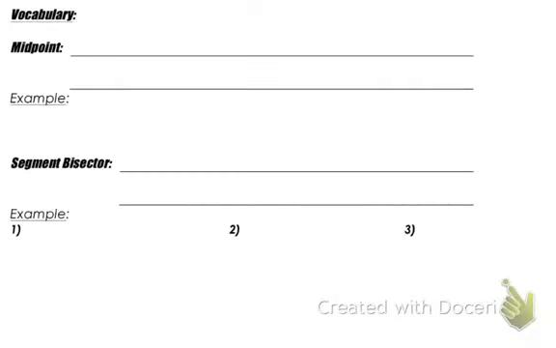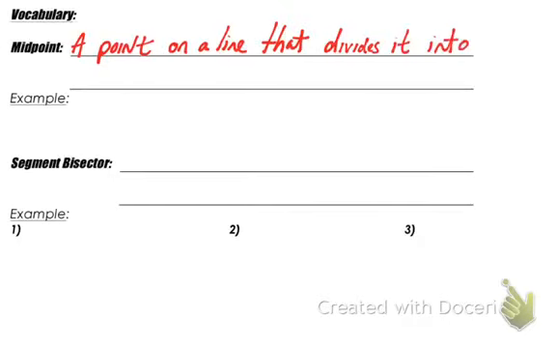Hey guys, today we're going to learn how to find the midpoint or even use the midpoint formula. So we have a couple vocabulary words that we have to talk about. The first one being midpoint. So what is exactly a midpoint? Well, a midpoint is a point on a line that divides it into two equal parts.